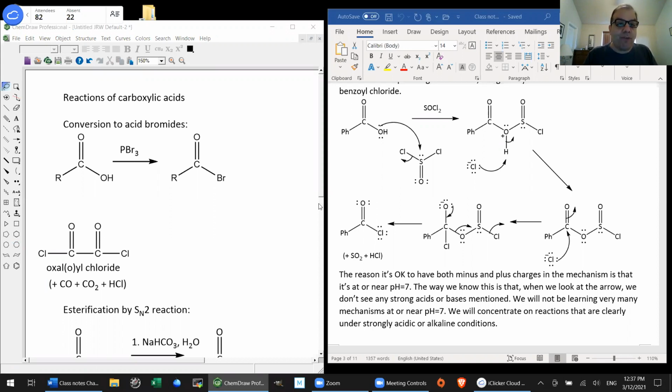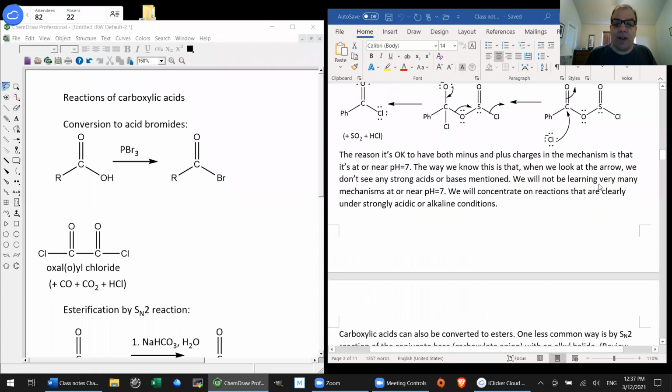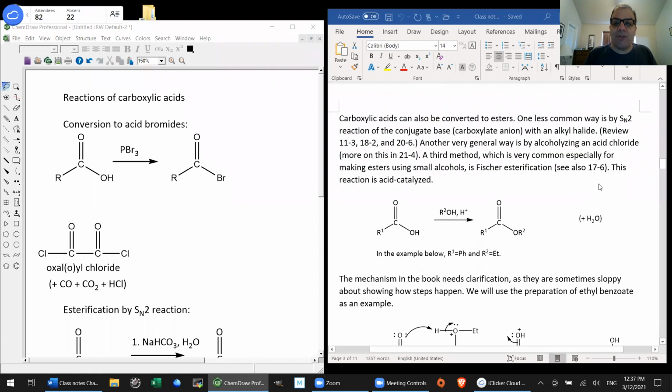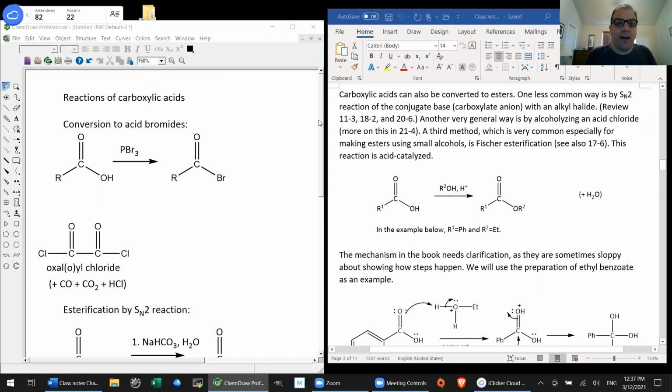Good. So both of those reagents, both oxalyl chloride and thionyl chloride, can be used to convert a carboxylic acid to the corresponding acid chloride. What are some other reactions of carboxylic acids? Well, one of them is esterification. And there's at least 2 good ways to convert a carboxylic acid into an ester.